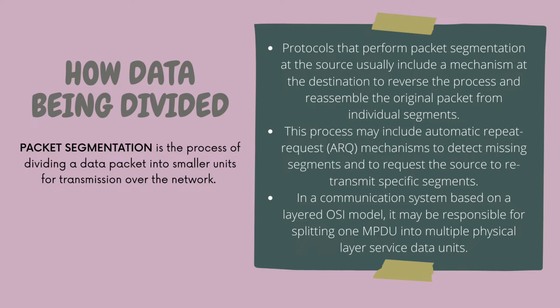Packet segmentation is the process of dividing a data packet into smaller units for transmission over the network. It happens at layer 4 of the OSI model, which is the transport layer. Protocols that perform packet segmentation at the source usually include a mechanism at the destination to reverse the process and reassemble the original packets from individual segments.